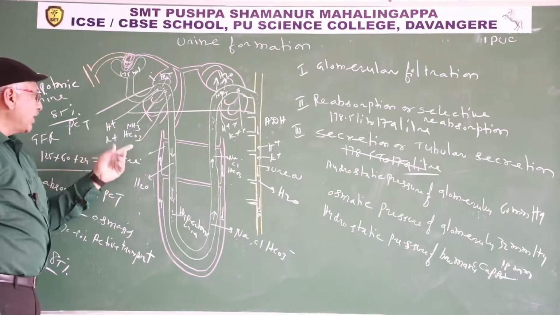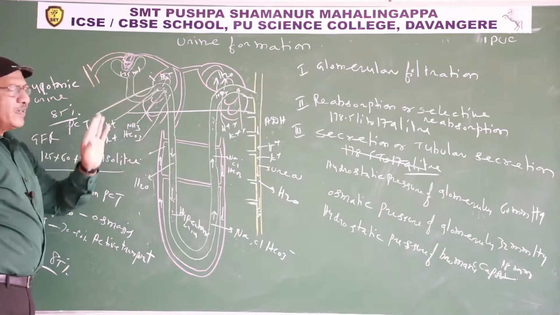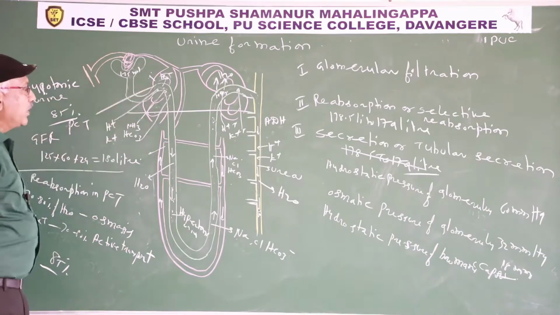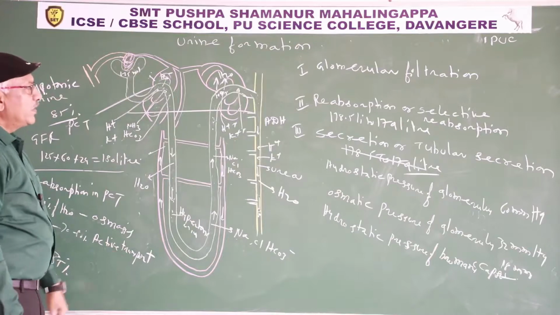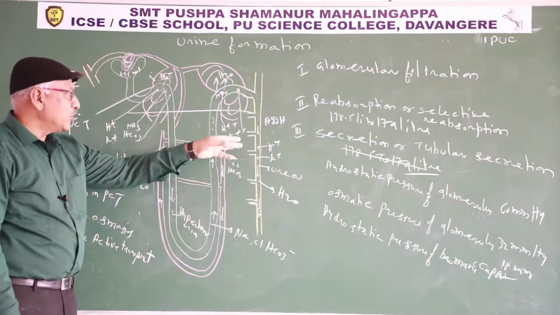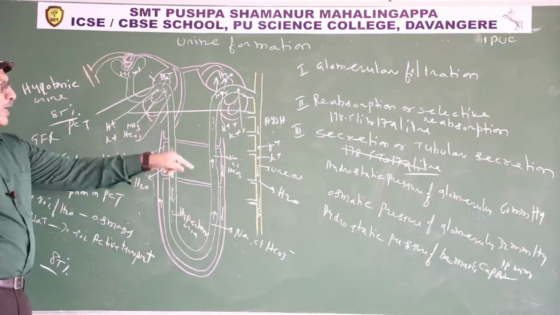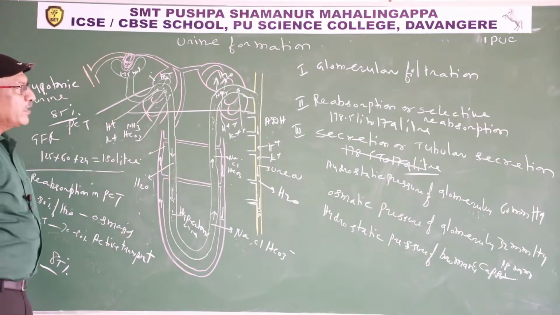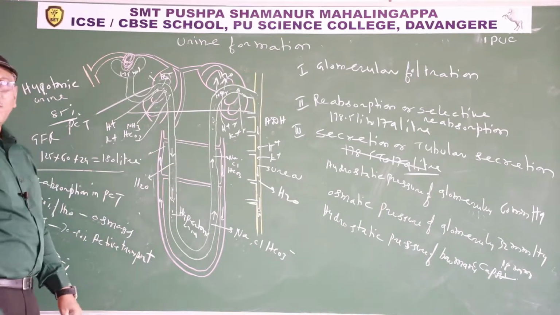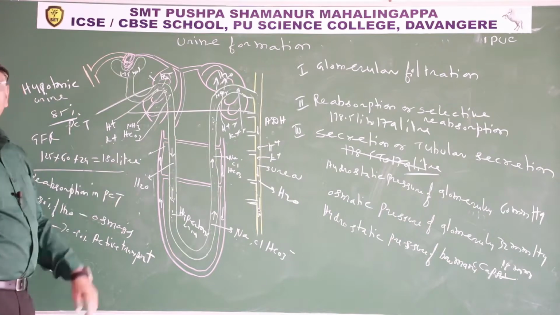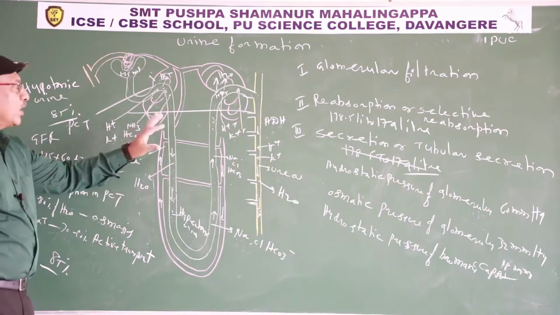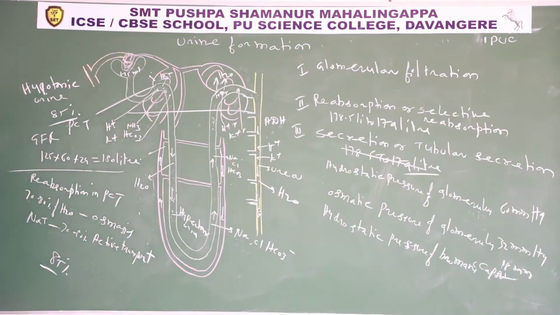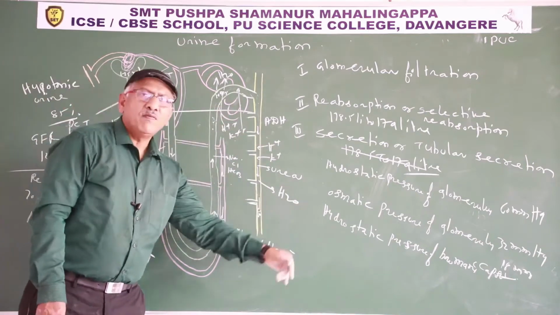Hydrogen, potassium, bicarbonate, ammonia are secreted into the lumina of PCT. Hydrogen and potassium are secreted into the lumina of DCT. Hydrogen, potassium are secreted into the lumina of the straight collecting duct. This is known as secretion or tubular secretion. The tubular secretion maintains the ionic balance of the body fluids. So this is about urine formation.